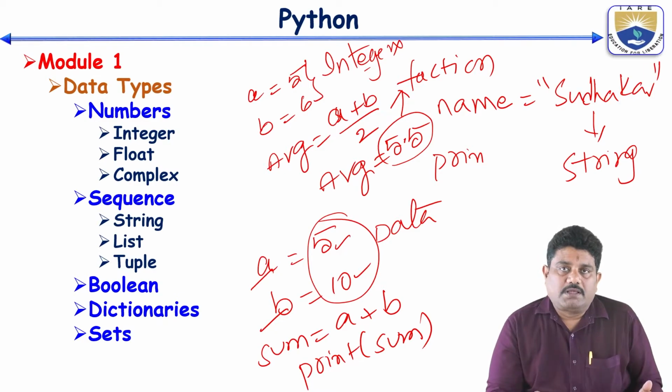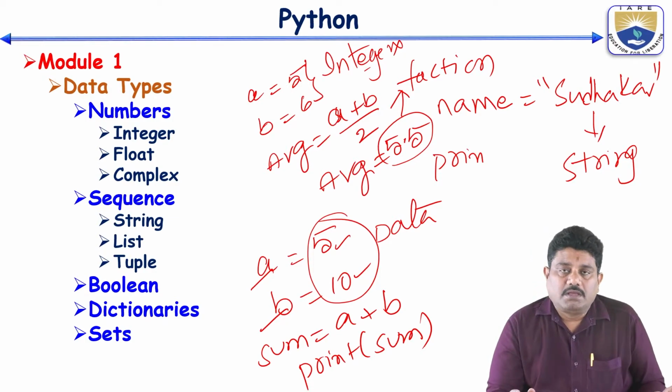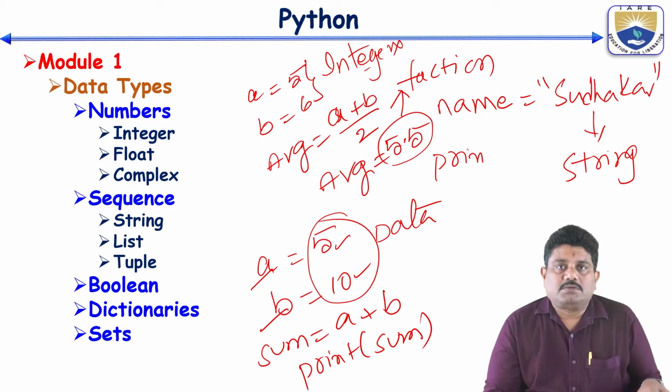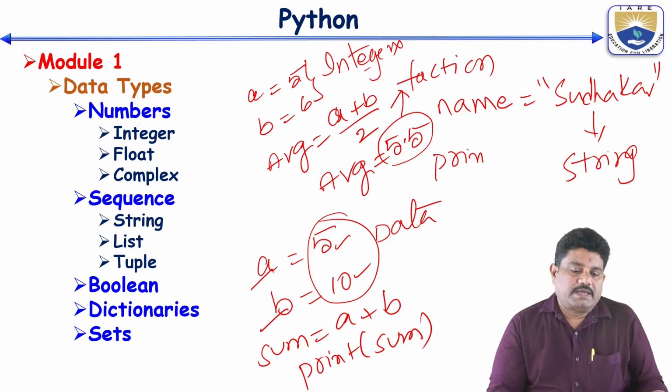Generally, while executing a program, we have to provide input to the program. That input is called data. That data may be numbers, that data may be a string, that data may sometimes be a list of values. So different kinds of data we give as input to the program. Those are generally called the data types in programming languages.